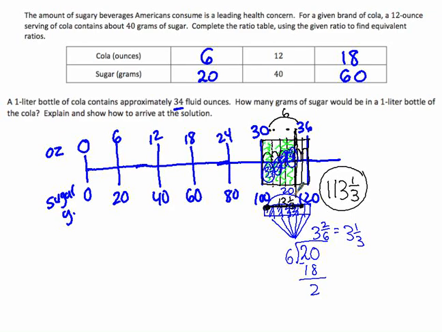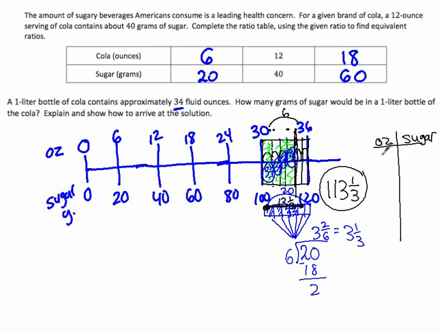So I'm going to show it side by side, representing it with a table. And with a table, we would just show our ounces and our sugar, and we could start with 12 and 40, or we could start with 6 and 20, however you want to get there.